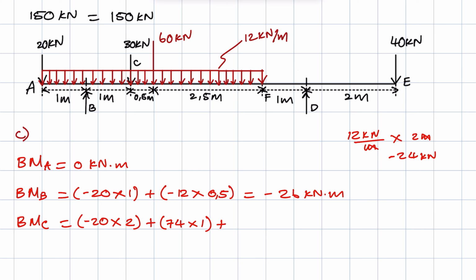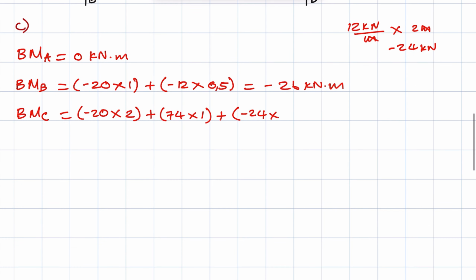Now the 24 kilonewtons is going to act at half of the span of the UDL between A and C. Now the span of the UDL between A and C is 2 meters. Half of that is 1 meter, right? So we say plus the negative 24 times the distance from the weight to point C, which we've established is 1. So if you punch this in your calculators, you're going to get 10 kilonewton meters, right?